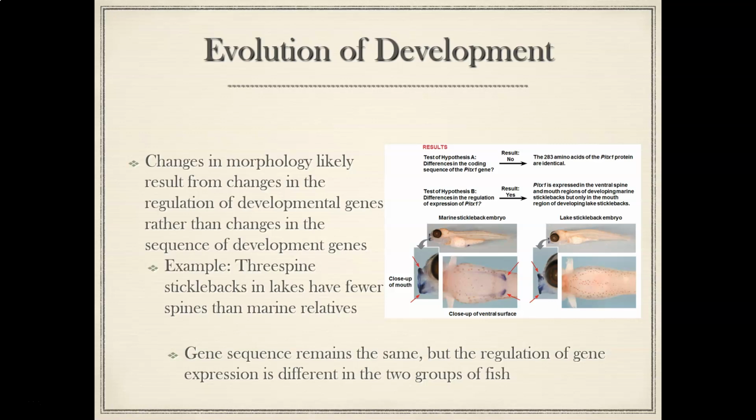And so take a little time to go through this particular experiment in your textbook about the three-spined sticklebacks. When we see them in certain environments, lakes in particular, they've actually got fewer spines than their marine relatives. And so that's led us to taking a look at the rate at which the particular developmental gene that's associated with those spines, when does it get turned on and off and for how long? And so the gene sequences, again, remain the same, but the regulation of that gene expression is different in these two groups of fish, as a result leading to some morphological differences.